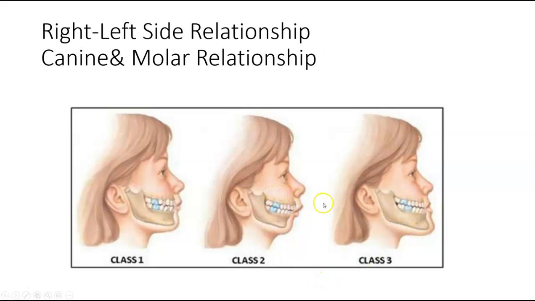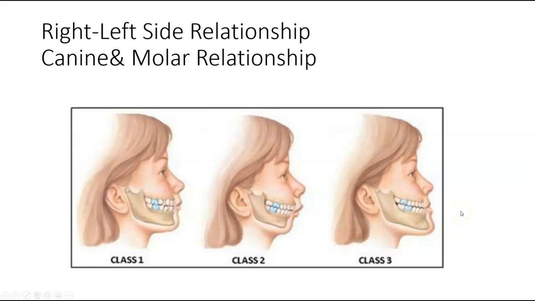The upper jaw shifts forward, and then we have the front two teeth sticking out. Now sometimes these upper jaws and lower jaws dictate where the teeth will be positioned. So class 1 is normal, class 2 is where the upper jaw shifts forward, and class 3 is the opposite, where the lower jaw shifts forward.